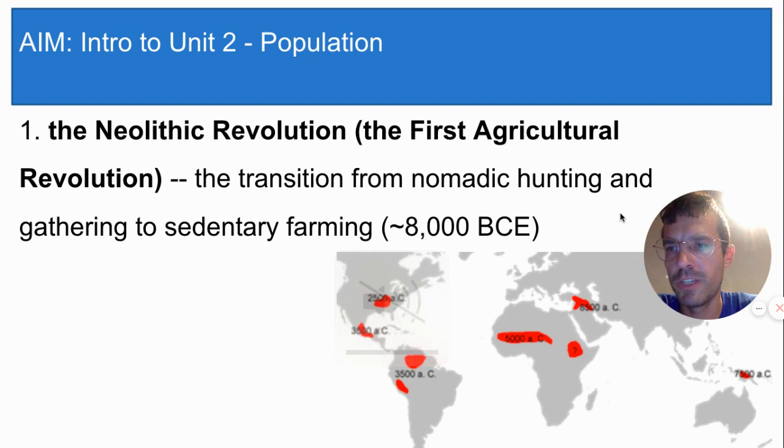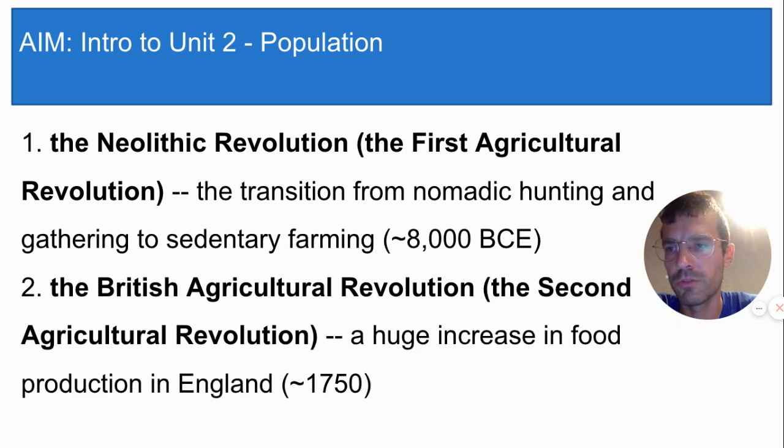A much bigger change came later, starting around 1750. And that was when the British Agricultural Revolution, also called the Second Agricultural Revolution, took place. The British Agricultural Revolution was a huge increase in food production in England. It was the result of new farming techniques and new ways of looking at land ownership. Not long after 1800, these techniques and ideas diffused to other countries in Europe and to the United States.